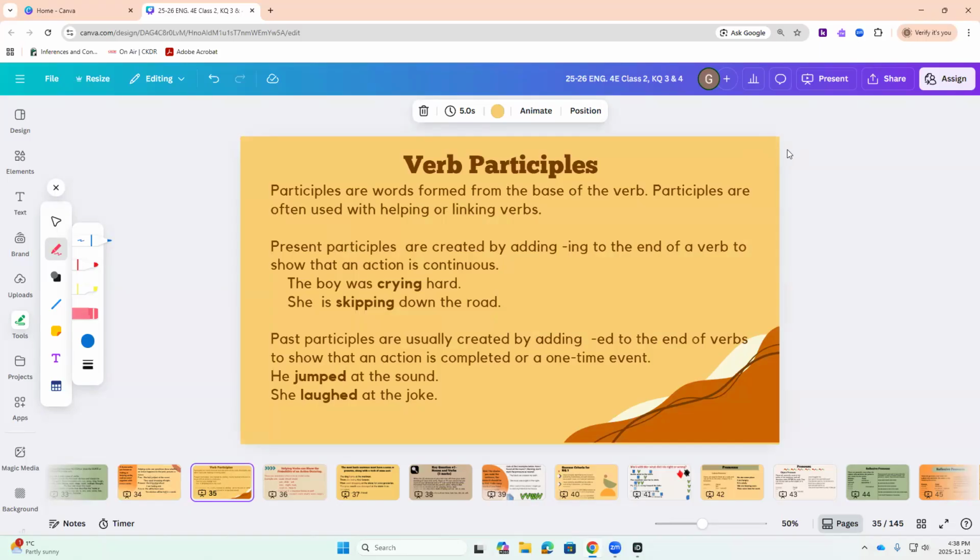The boy was crying hard. Not just one cry, he was crying for a while. She is skipping down the road. Not just one skip, lots of skips. Past participles are usually created by adding "ed" to the end of verbs to show that an action is completed or that it was a one-time event. He jumped at the sound, like one jump. She laughed at the joke. She wasn't laughing for hours. She just laughed at that one joke, right?